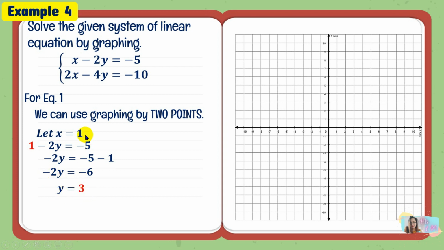That is why the first point will be on positive 1 and positive 3. Nandito siya sa first quadrant, 1 and 3. So, doon tayo magpa-plot ng ating first point. Then, for the second point of our first linear equation, let x is equals to 3.